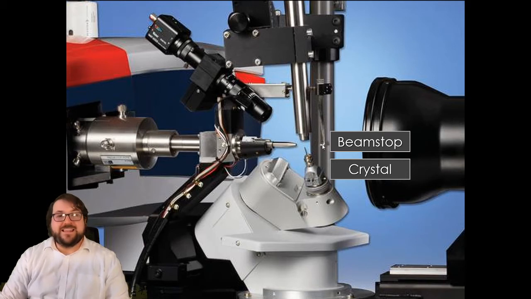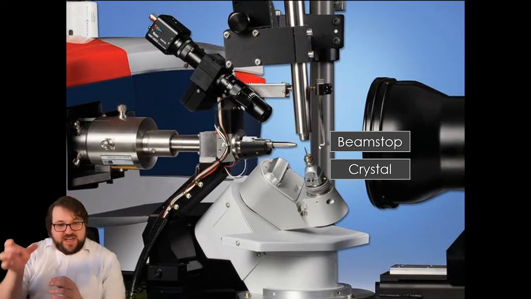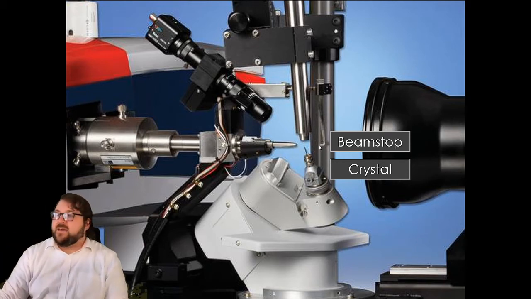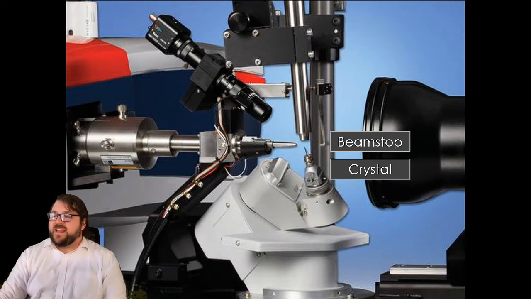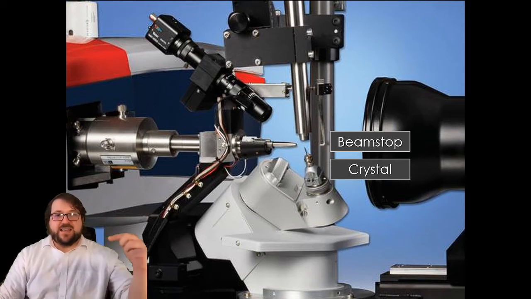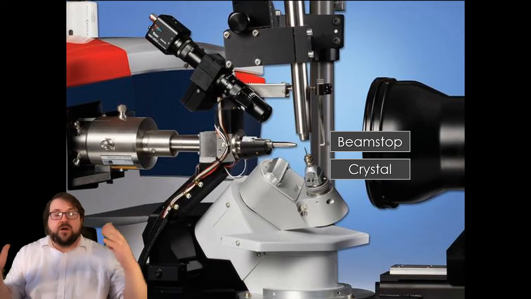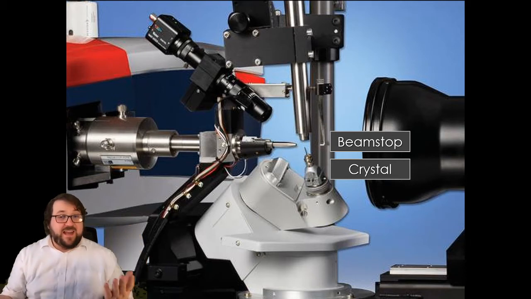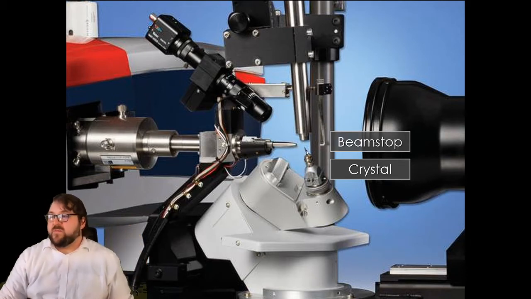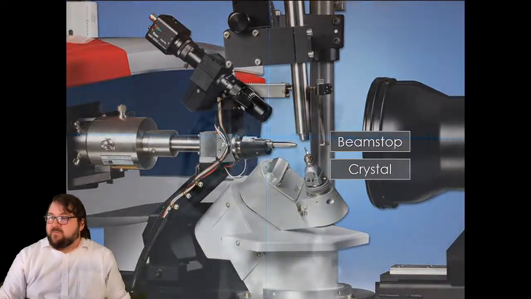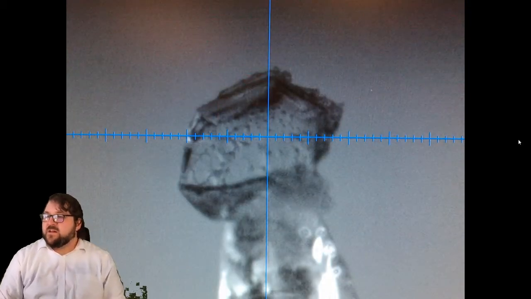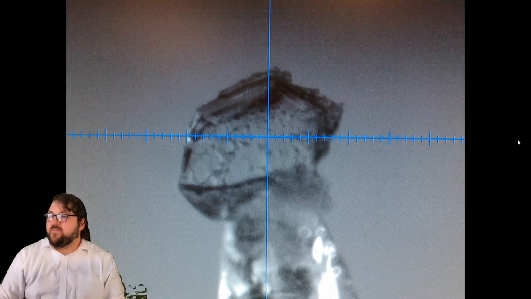So what we're going to see in the images that we look at is a sort of shadow of the beam stop in there. And it doesn't matter that we don't have that data because that is X-ray going through the crystal and not interacting at all with it in any way. So we're not really all that worried about it. We have the beam stop there to protect the camera. So that's what it looks like through the microscope lens.